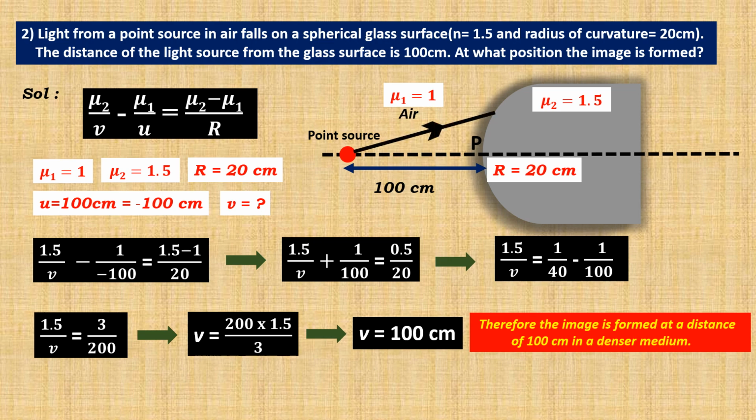Now you can see how the light travels and where the image of the point source is formed in the denser medium.